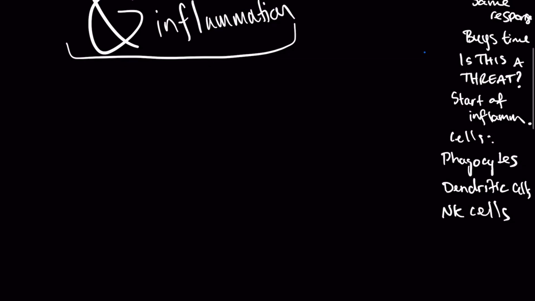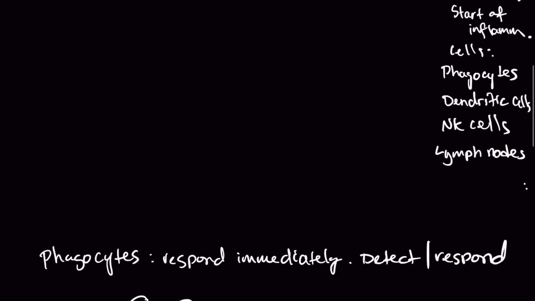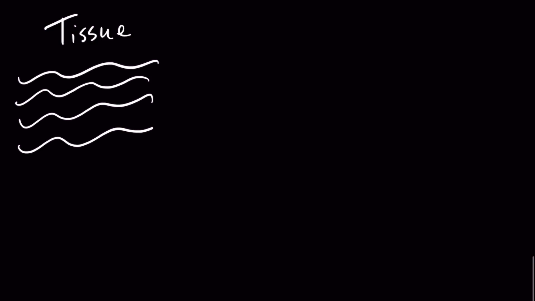Something I didn't mention, or that we're going to add under here, is lymph nodes. Lymph nodes are important for our adaptive immunity. Lymph nodes receive this information because over here we have some tissue, whatever we're going to draw. In this tissue, we may have infected cells. Then our phagocytes come in, our dendritic cells come in, and we have our natural killer cells. This is all of our innate immunity.